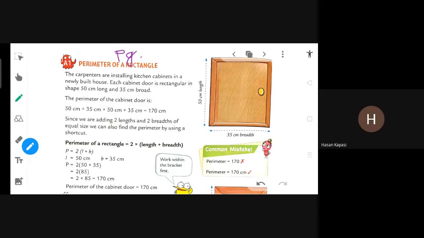Ma'am, yes. The perimeter of a rectangle is 2 multiplied by length plus breadth. This is the formula, but I will explain how this formula has come. I will explain where that formula came from.